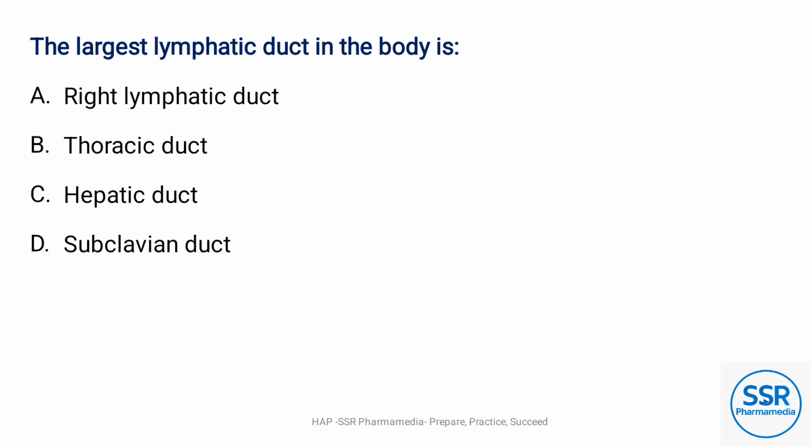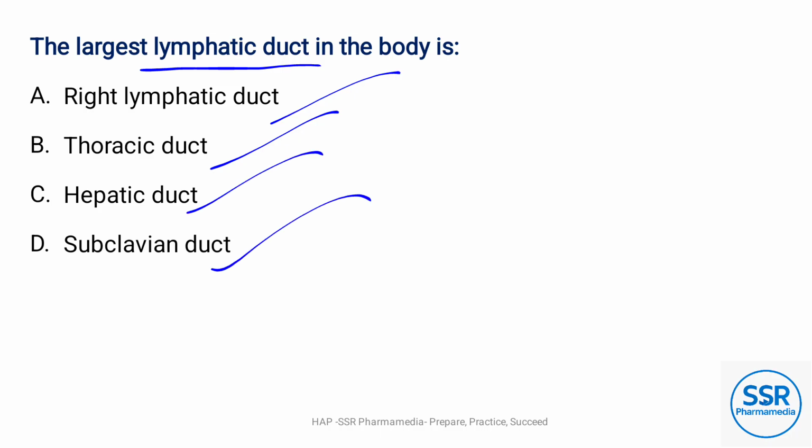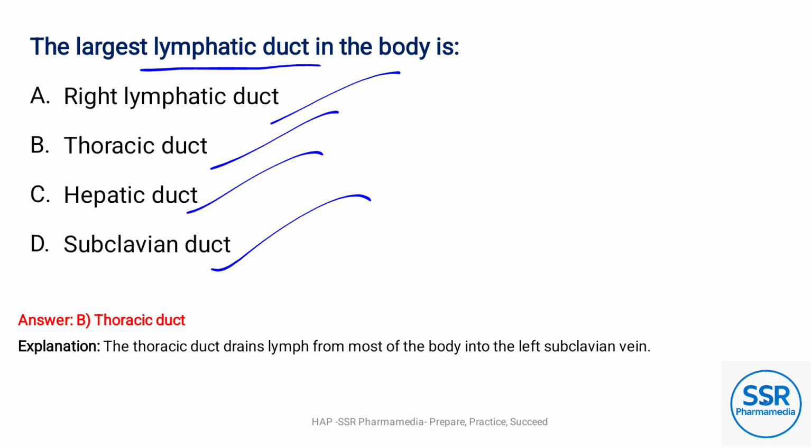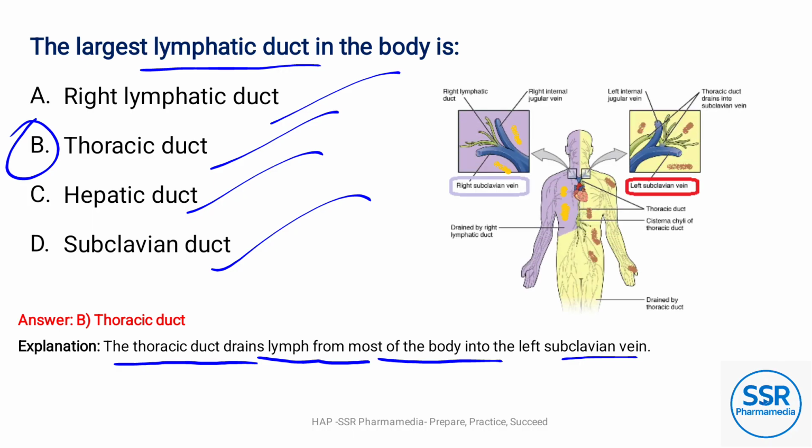Next, the largest lymphatic duct in the body is option A, right lymphatic duct. Option B, thoracic duct. Option C, hepatic duct. Option D, subclavian duct. So the answer is option B, thoracic duct. The thoracic duct drains lymph from most of the body into the left subclavian vein. This is the left subclavian vein.